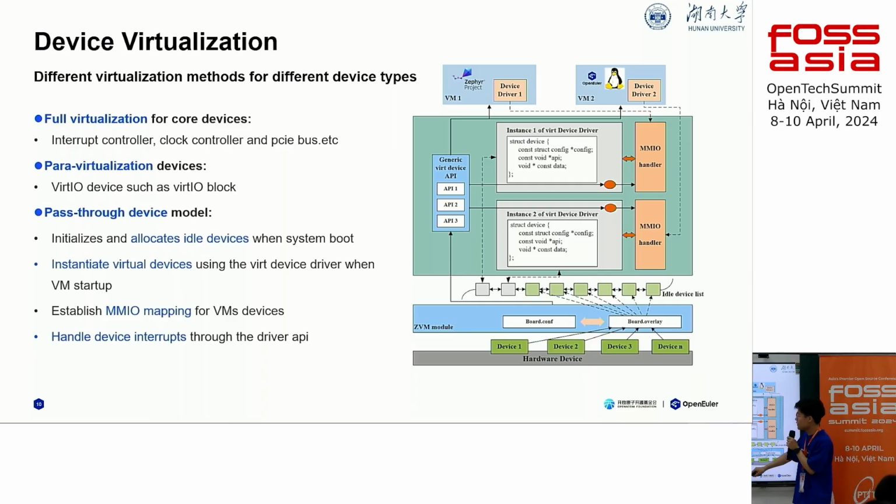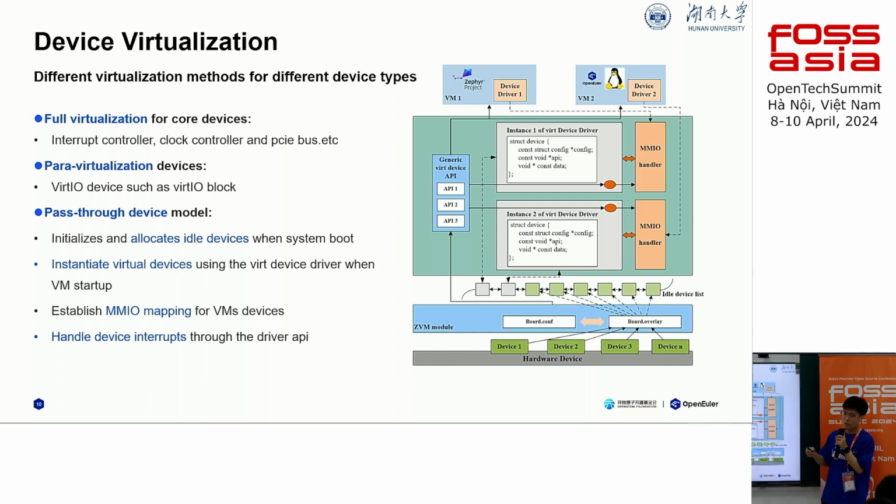And then there is the pass-through device mode. It's based on Zephyr's device model. With this device model, we can initialize the device and put the device into the idle device list when the system boots. And then when we want to start a VM, we will instantiate the virtual device and use the virtual device driver to allocate the virtual device to the VM.